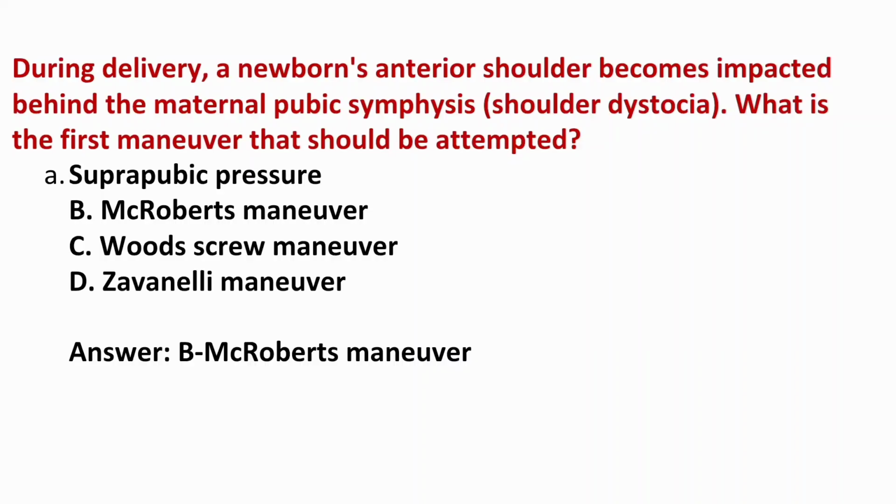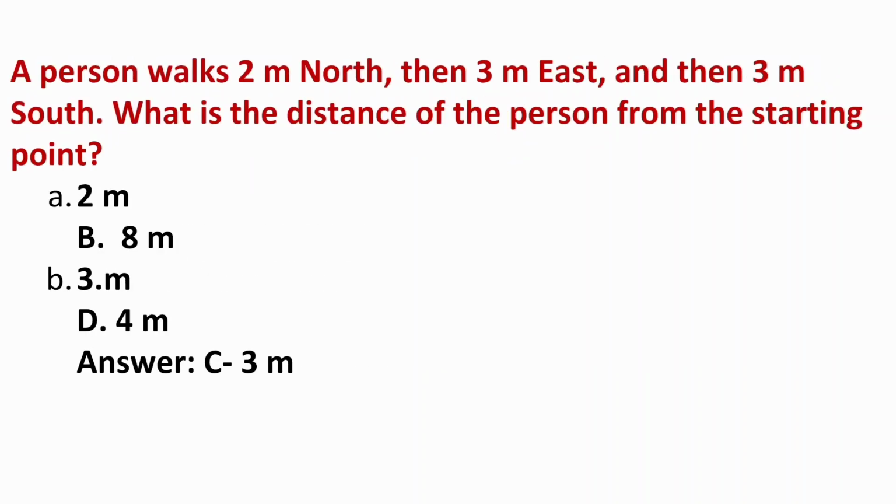During delivery, a newborn's anterior shoulder becomes impacted behind the maternal pubic symphysis, shoulder dystocia. What is the first maneuver that should be attempted? A. Suprapubic pressure. B. McRoberts maneuver. C. Wood screw maneuver. D. Zavanelli maneuver. Answer: B. McRoberts maneuver. A person walks 2 m north, then 3 m east, and then 3 m south. What is the distance of the person from the starting point? A. 0.2 m. B. 8 m. C. 0.3 m. D. 4 m. Answer: C. 3 m.